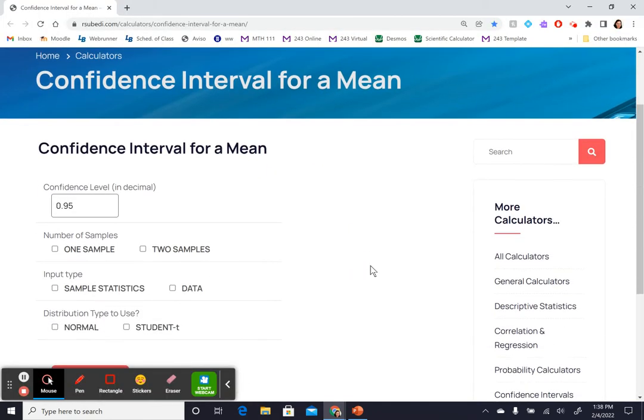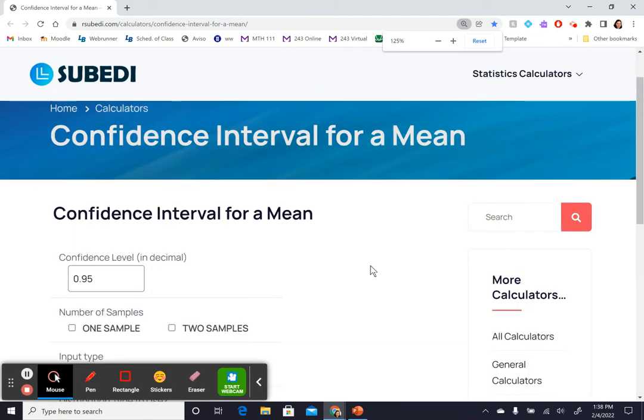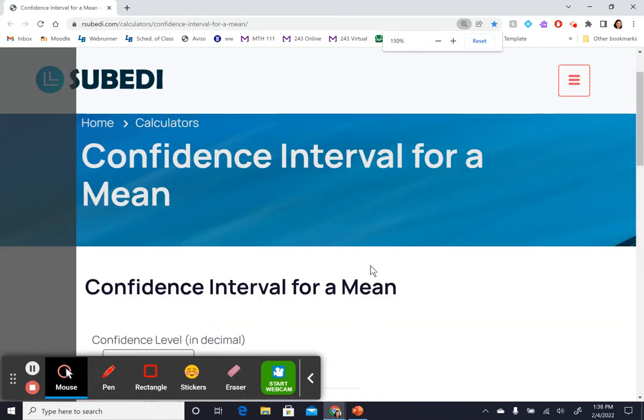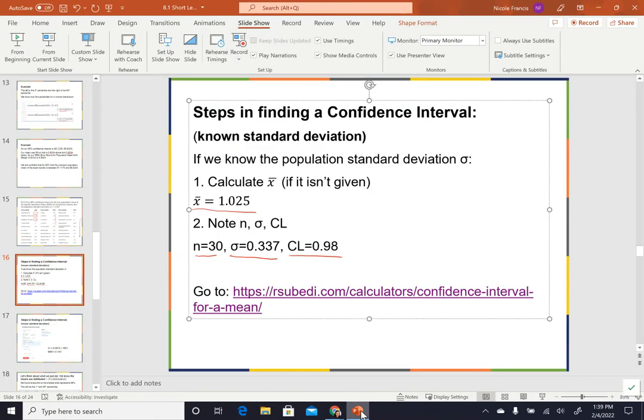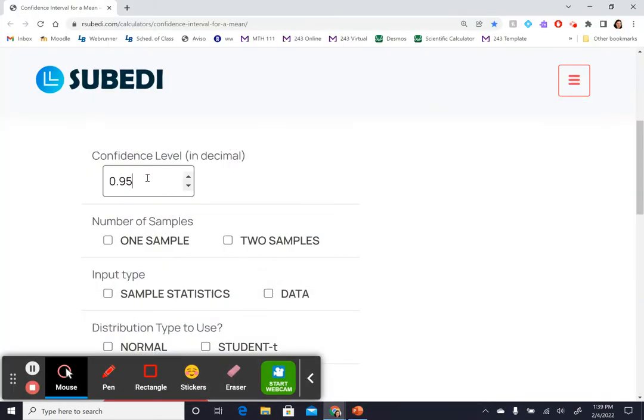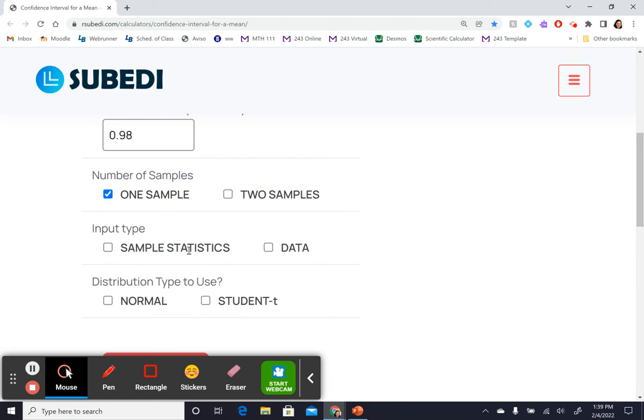All right, so here is this calculator, and let me just make it a little bit bigger so you guys can see it. What was our confidence level that we were interested in? Well, we wanted a 98% confidence level, so I put in 0.98 for my confidence level. I've done this on one sample, and I'm going to input sample statistics. You could put all the data values if you want, but we've already computed the sample statistics.